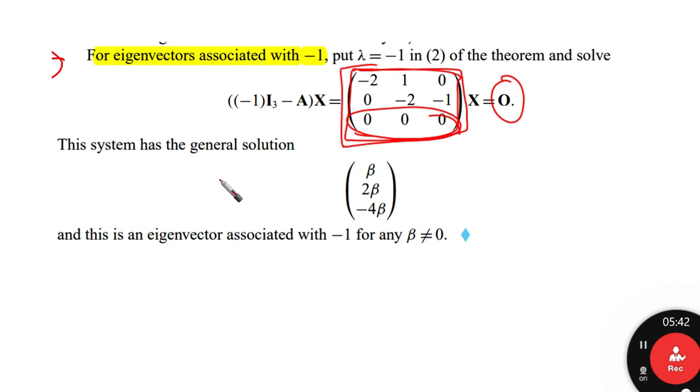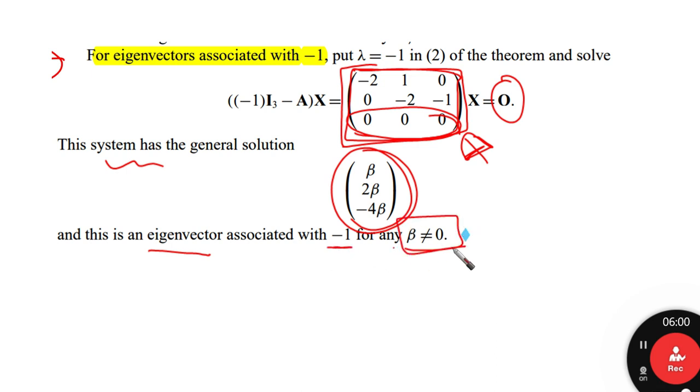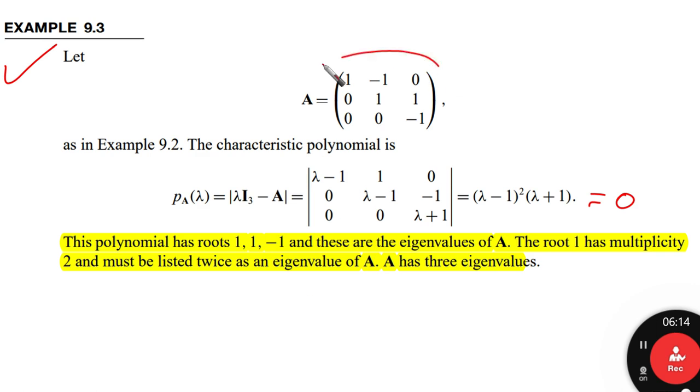So we're going to obtain the general solution of this system easily based on what we have explained before as this vector, beta, 2 beta, -4 beta. And this is an eigenvector associated with 1 for any beta not equal to 0. Okay, so this is going to be our solution, or our eigenvector associated with the system that we are describing for this A.